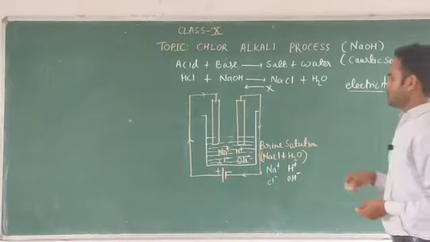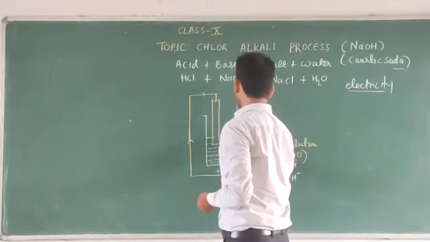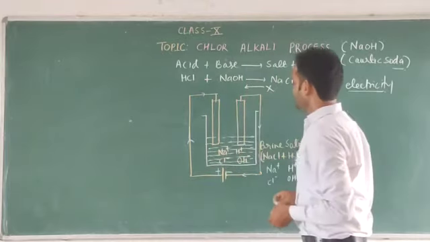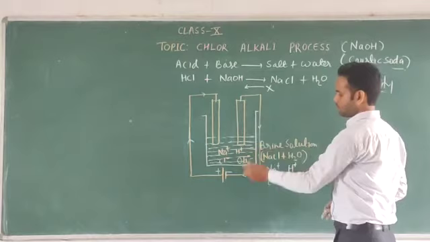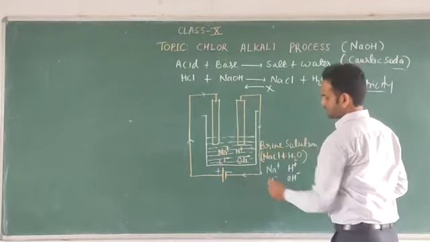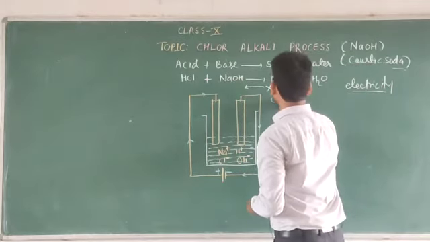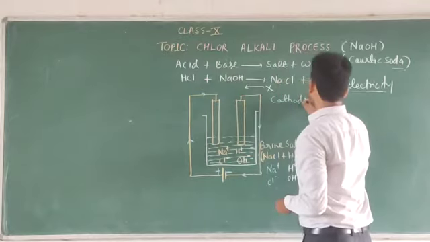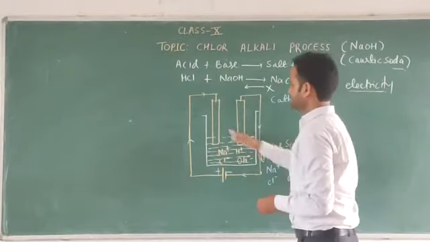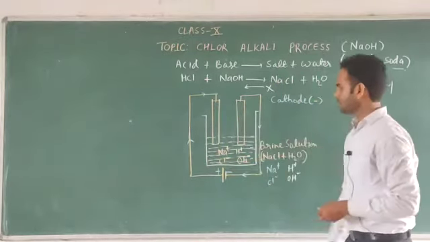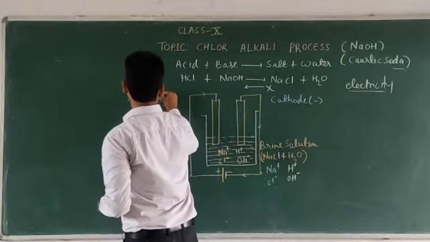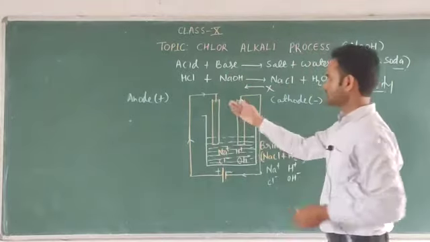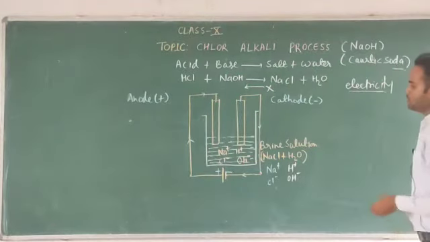Now what will happen? The electrode which is connected to the negative terminal of the battery is known as the cathode, having negative charge, and the electrode which is connected to the positive terminal of the battery is known as the anode, having positive charge.